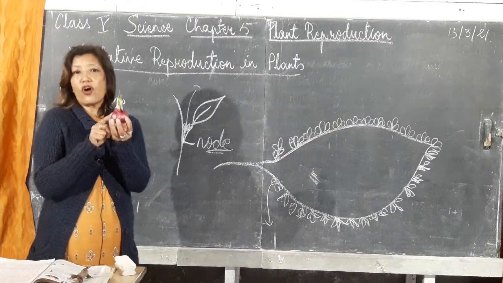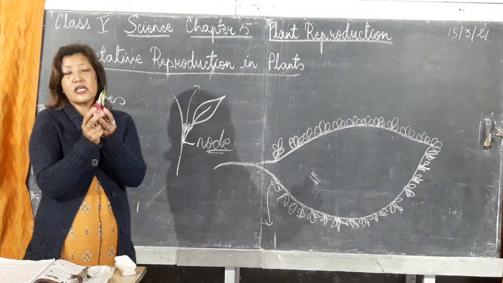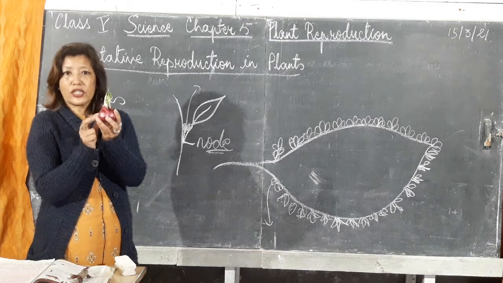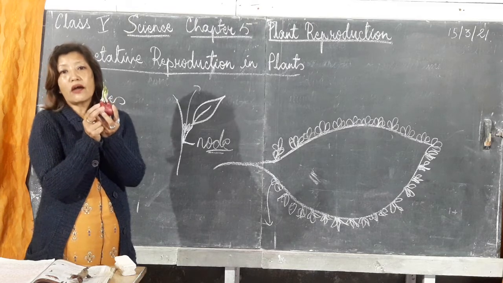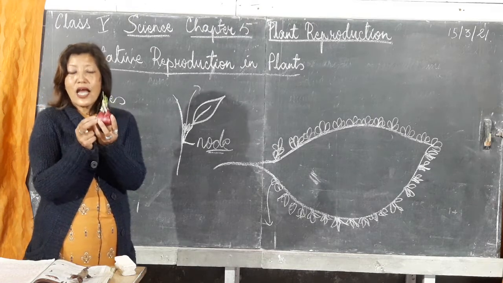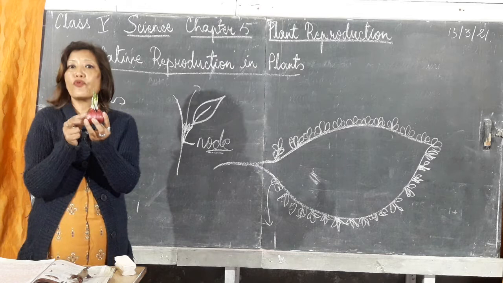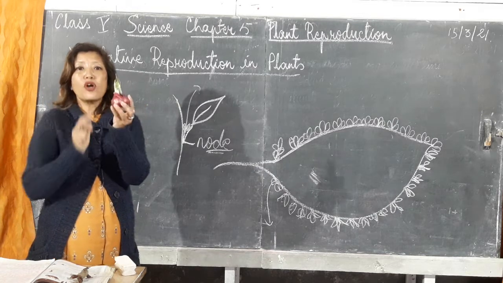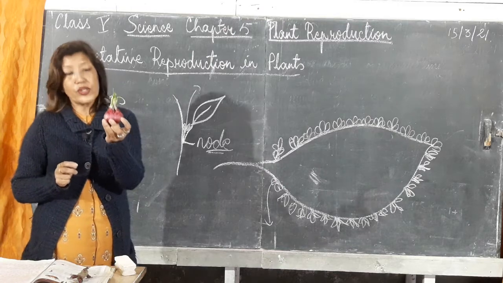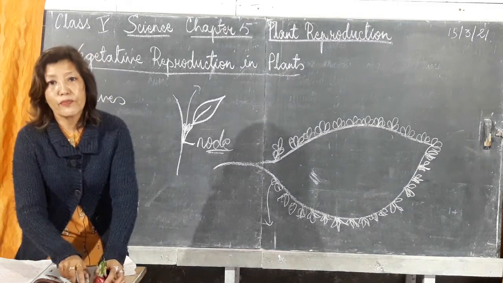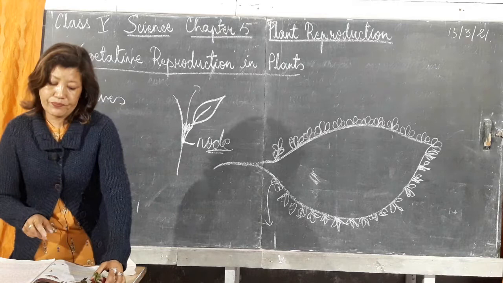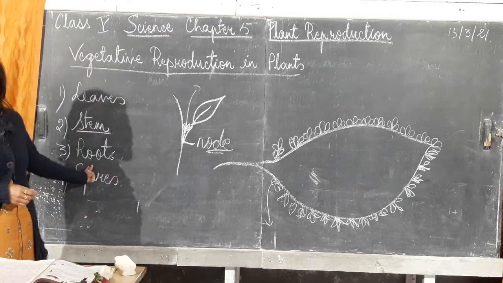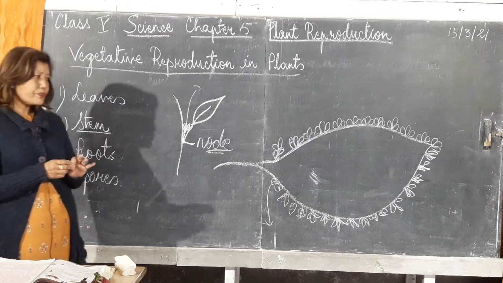And another example is the onion. Now, in the case of the onion, the bulb is the unit of vegetative reproduction. So, these bulbs are harvested and stored for the next growing season. So, this is how from the bulb, the new onion plant will grow, which is vegetative reproduction in plants.